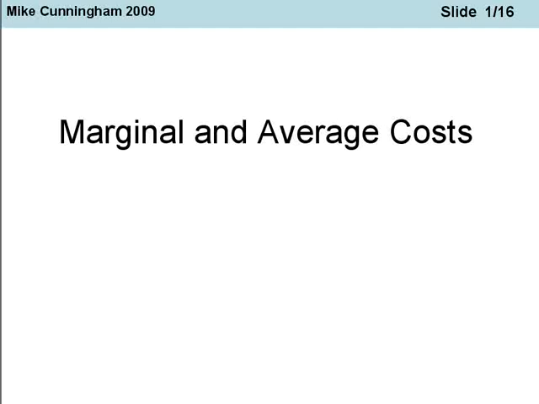In this class I'm going to look at the relationship between marginal and average cost, and we're going to look at the relationship between the marginal cost curve and the average cost curve to see how they link together, how they're related. I'm going to use a diagrammatic approach to this.